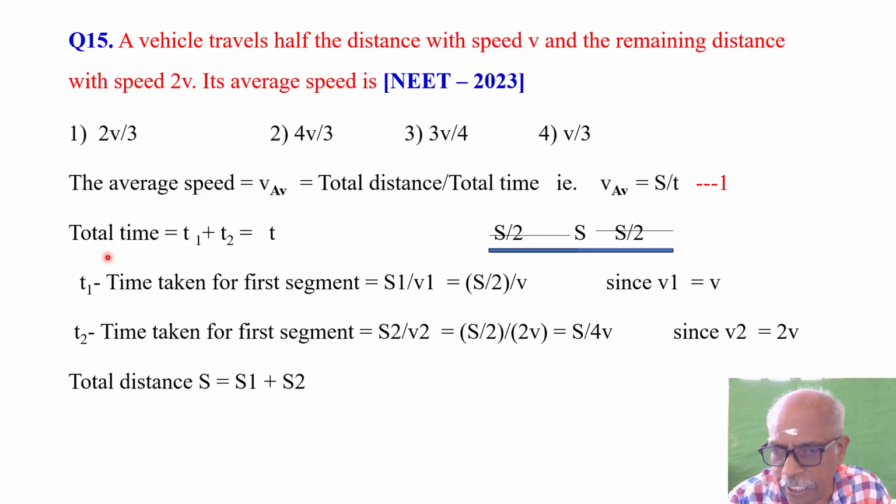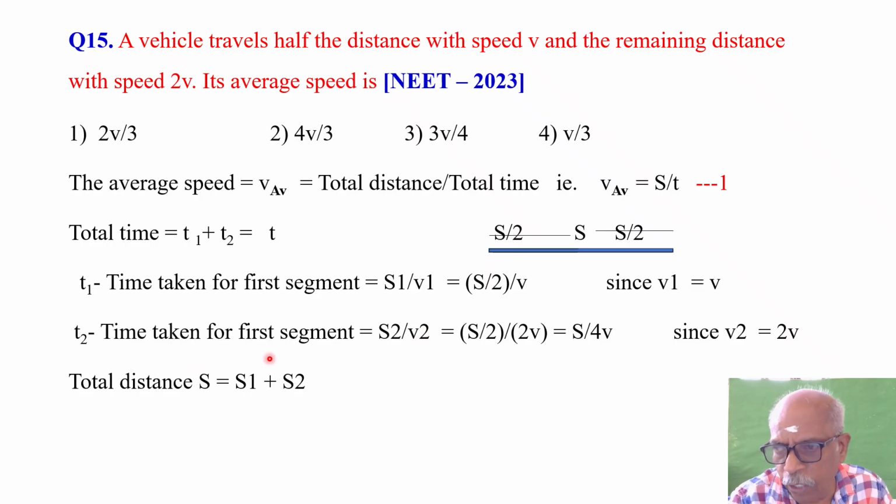T1 is the time taken for the first segment. Time taken is given by distance by velocity. We know that speed is equal to distance by time, so time is equal to distance by speed or distance by velocity. So T1, the time taken for the first segment, is S1 by V1. What is S1? S by 2. What is V1? The speed is V. So S by 2 divided by V is equal to S by 2V, since V1 is equal to V.